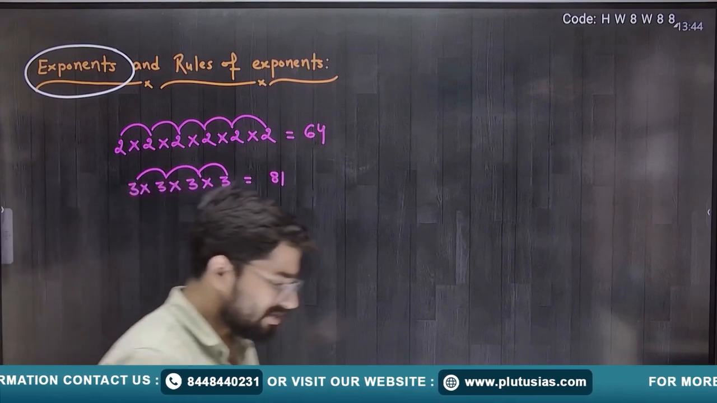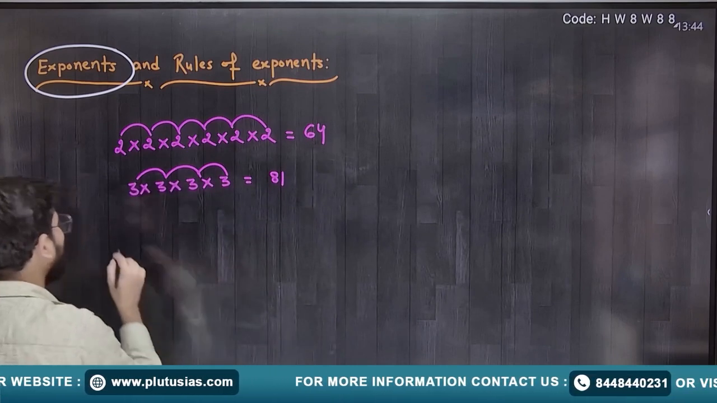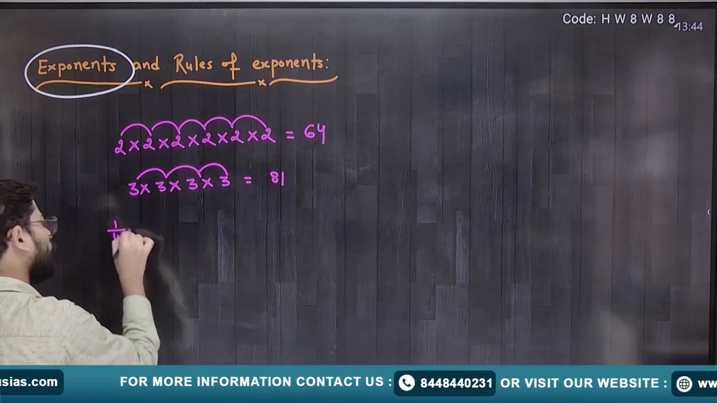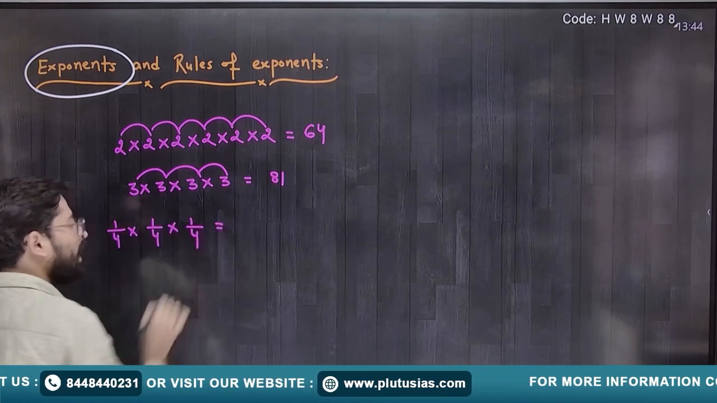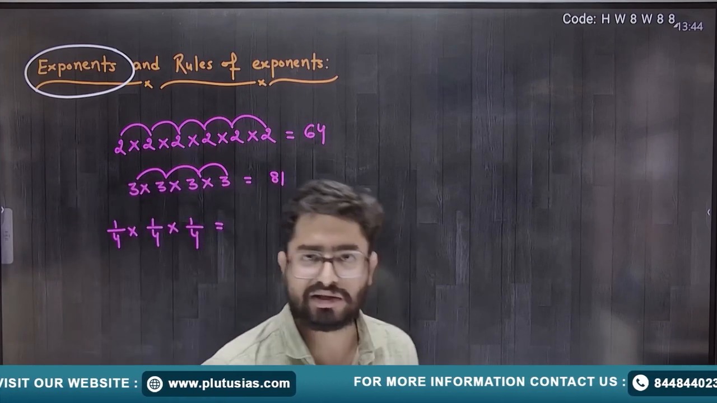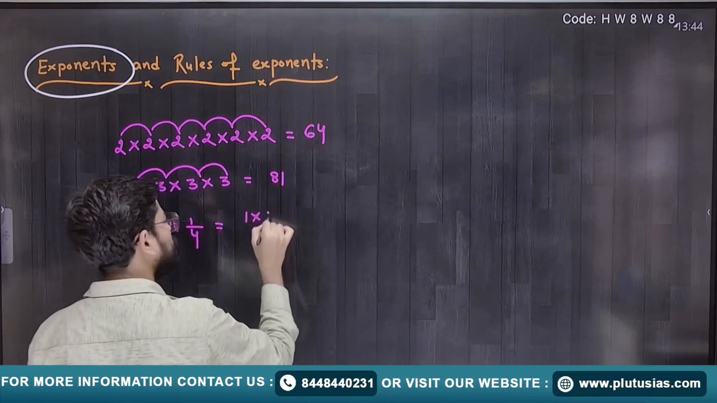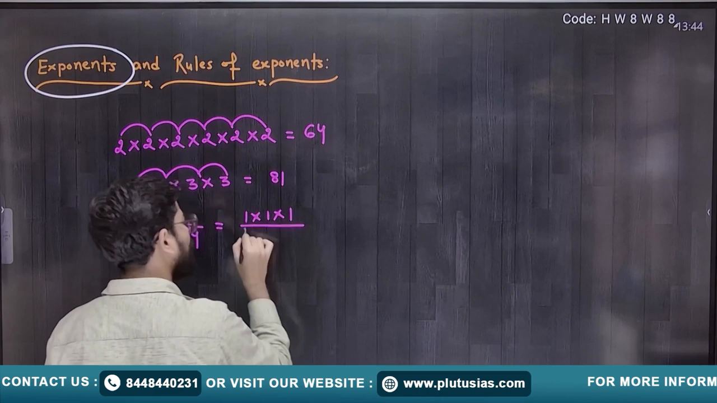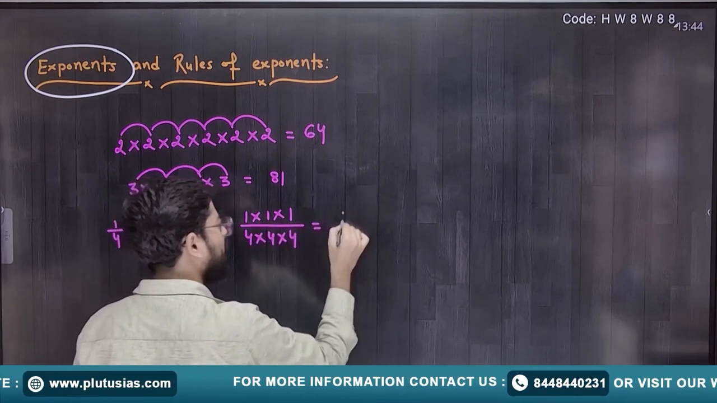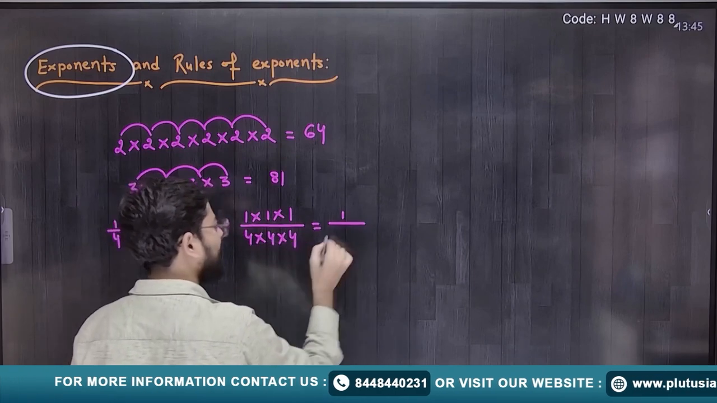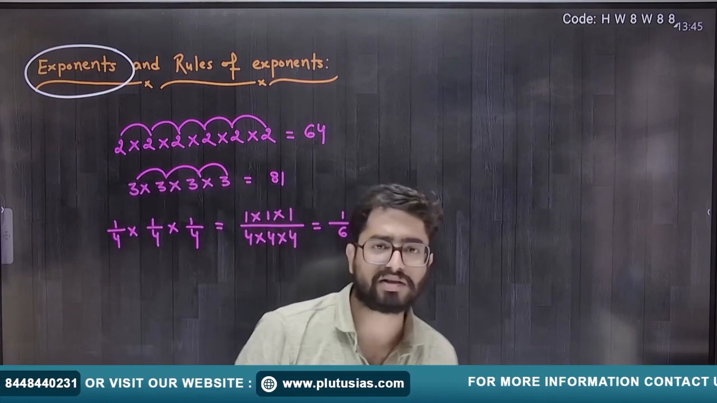Okay. Similarly, let's take any number, 1 by 4, and multiply it 3 times. So you can say 1 by 4 into 1 by 4 into 1 by 4. And I hope you know how to multiply your fractions. Yes, just multiply your numerators, and multiply your denominators. So that will be 1 upon 4 4s are 16, and 16 into 4 is 64. Okay, so the answer is 1 by 64.